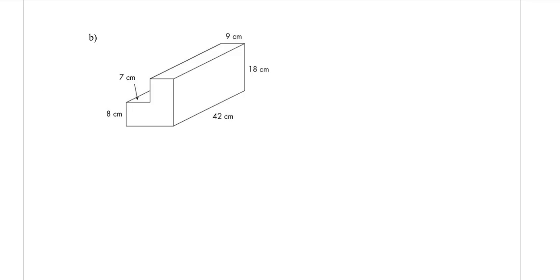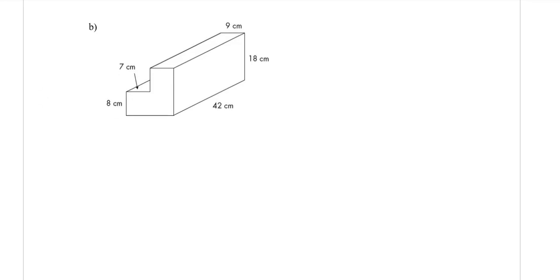Part B, last question, we want to find the volume of this shape. So I'm going to chop it up into pieces. I'm going to chop it down here so that I have one rectangular prism there and a second taller rectangular prism there. So my formula will be V equals LBH for the first rectangular prism, and then plus LBH for the second rectangular prism.